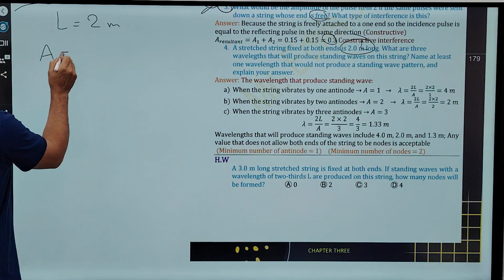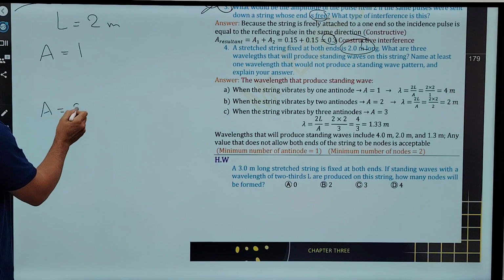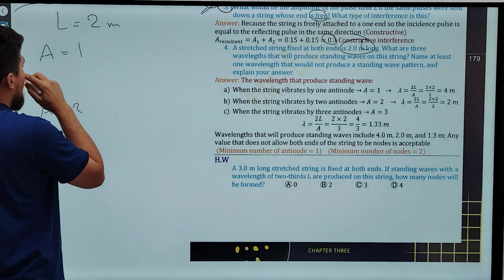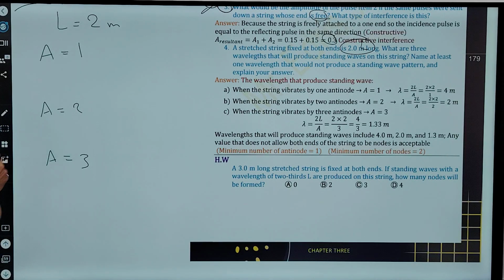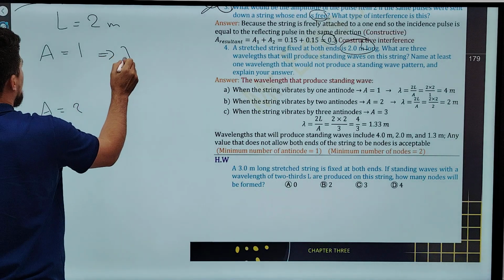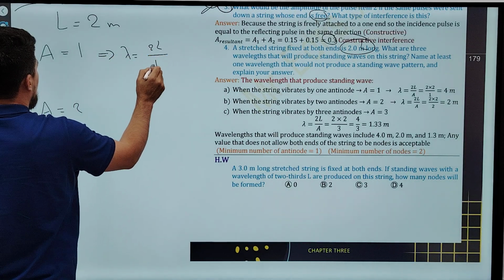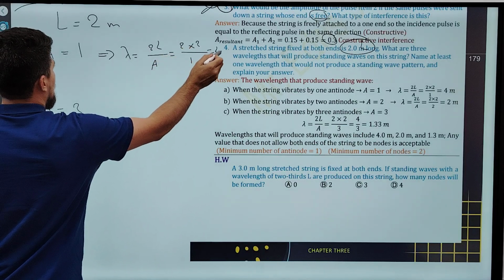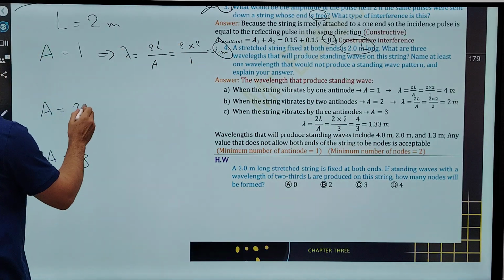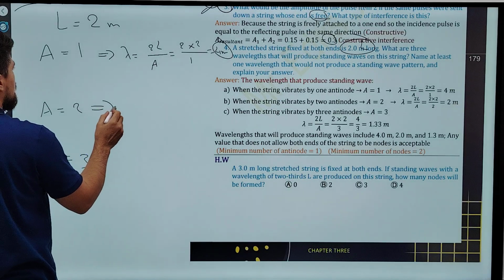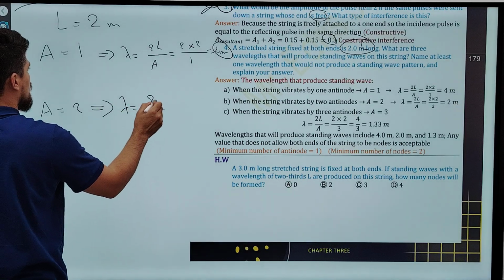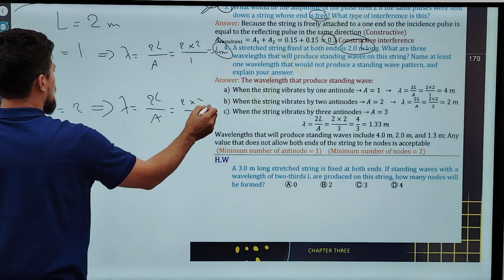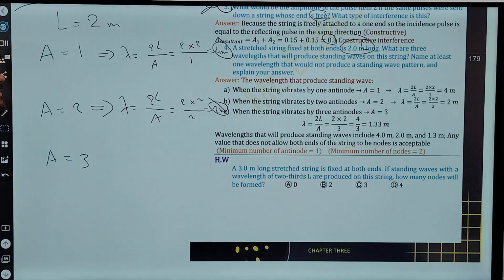For example, when A is equal to 1, A is equal to 2, A is equal to 3, okay? So this antinode will produce the standing wave, and its wavelength is equal to what? 2L over A. 2 times 2 over 1, 4 meter. When the number of antinodes is equal to 2, wavelength is equal to 2L over A, 2 times 2 over 2, which is equal to 2 meter. Okay?